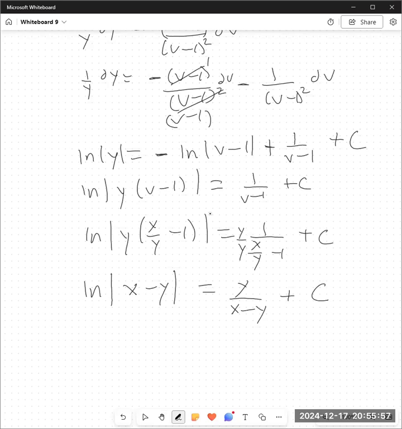And then I'm going to multiply by that denominator there of x minus y across everything to get rid of the fraction. x minus y, ln of the absolute value of x minus y is equal to y plus c times x minus y.